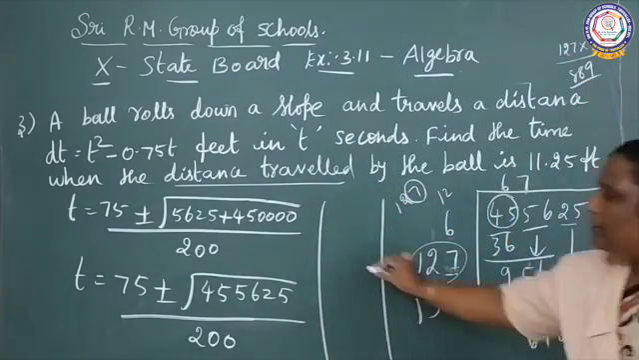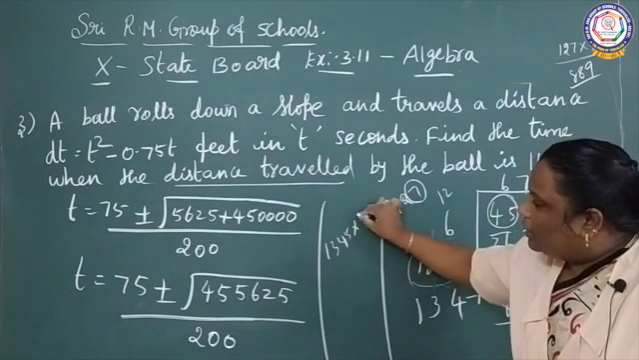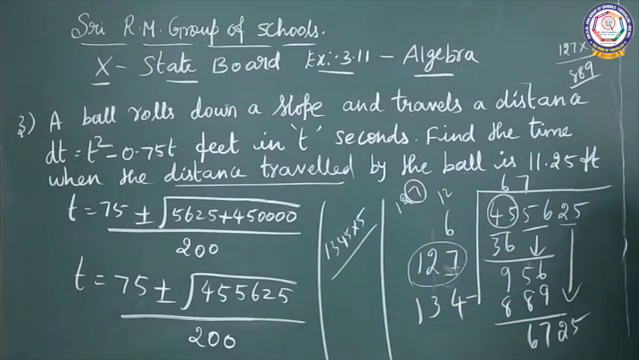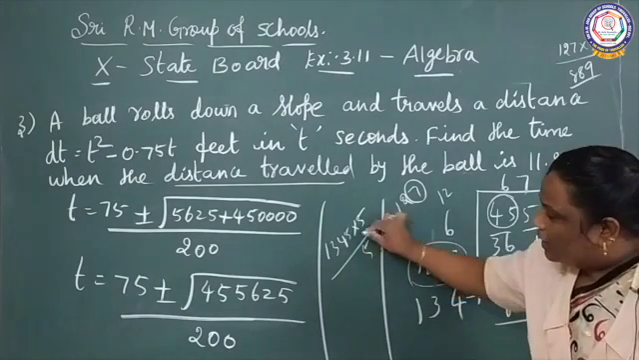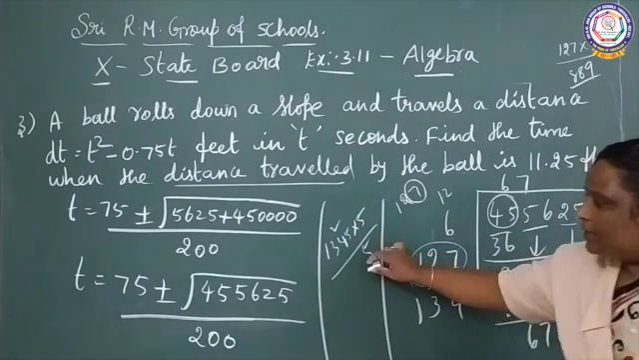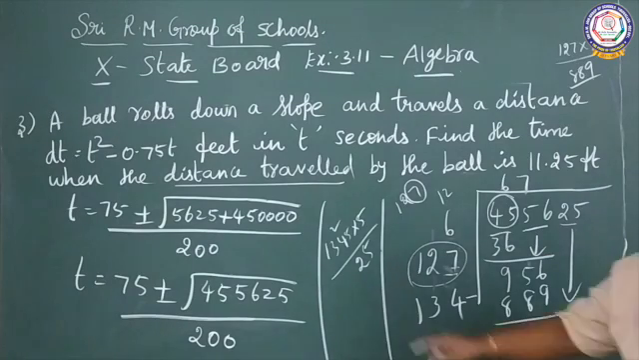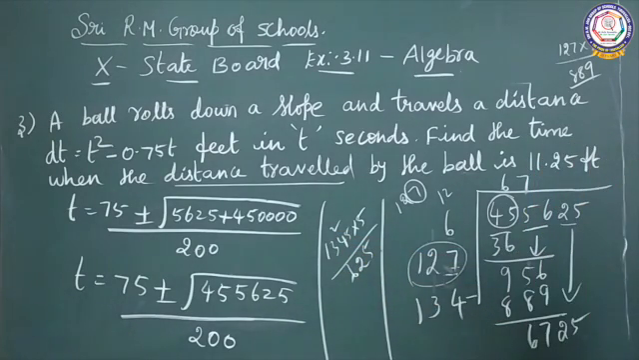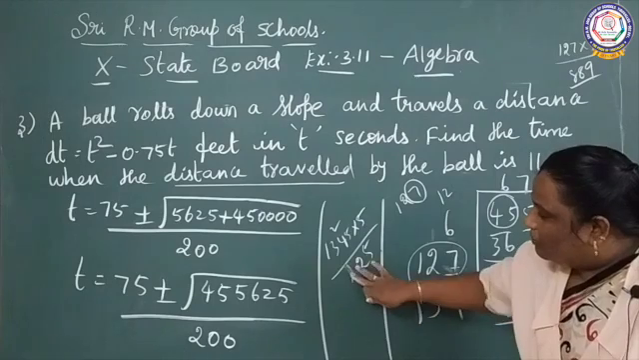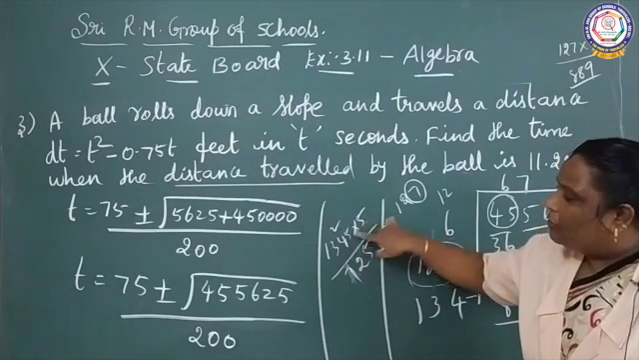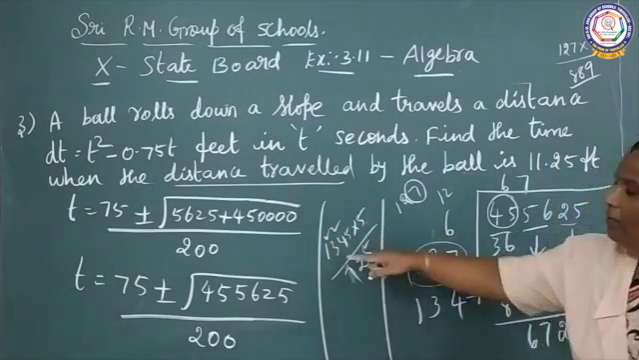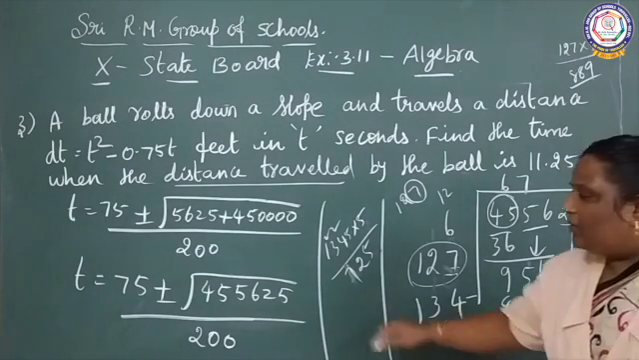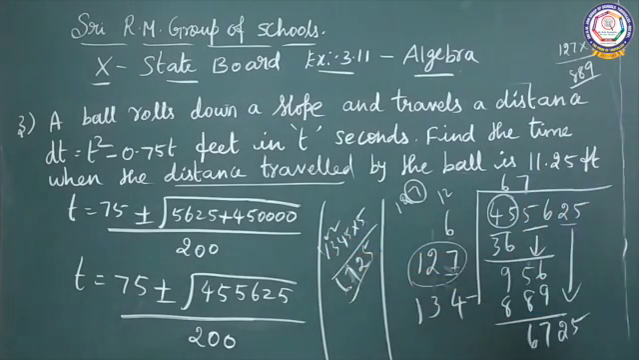1345 into 5. 5 fives are 25, balance 2. 4 fives are 20, plus 2 is 22. Balance 2. 5 threes are 15, plus 2 is 17. So we get 6725. So what number have you chosen? 5. Here also 5. So the answer is 0.